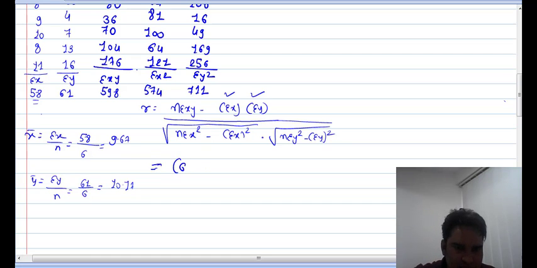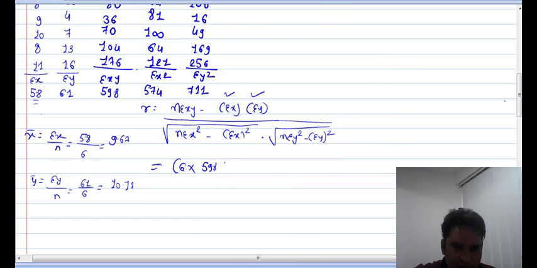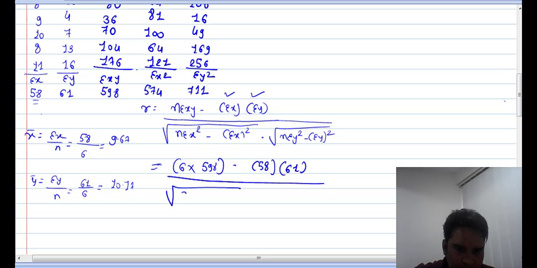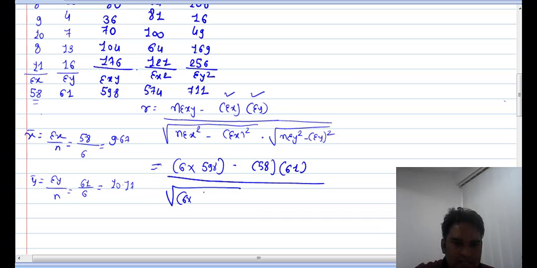Now what is n? 6. What is sigma xy? 598. What is sigma x? 58. What is sigma y? 61. Now we will take 6 into sigma x square. What is sigma x square? 574.